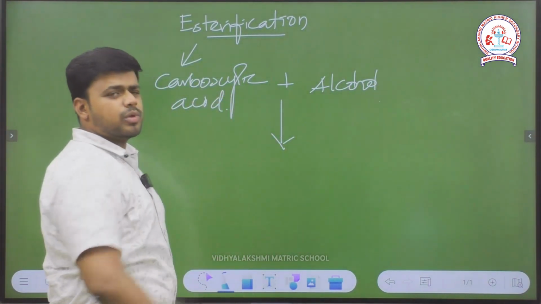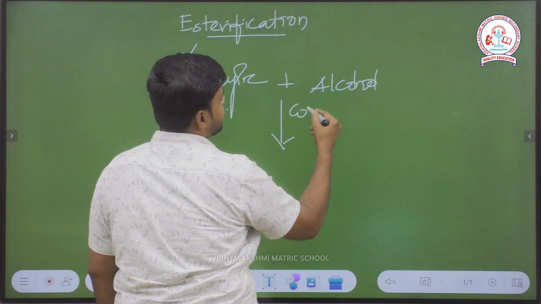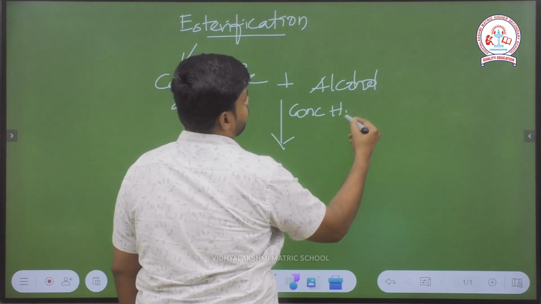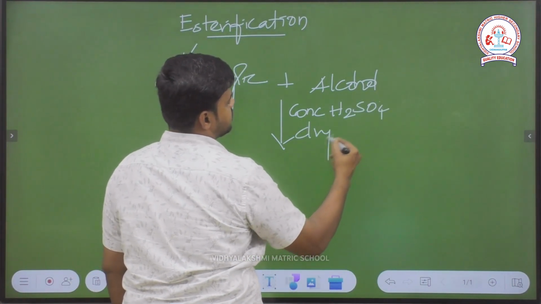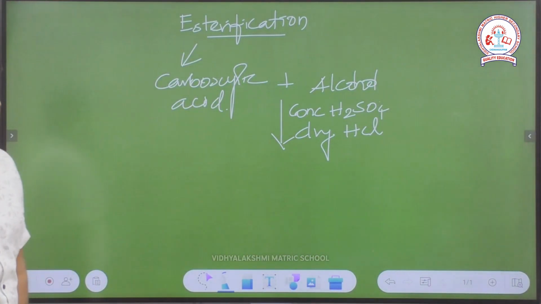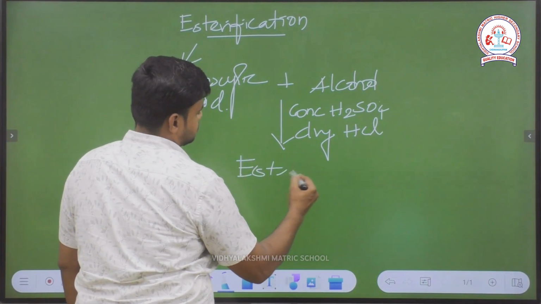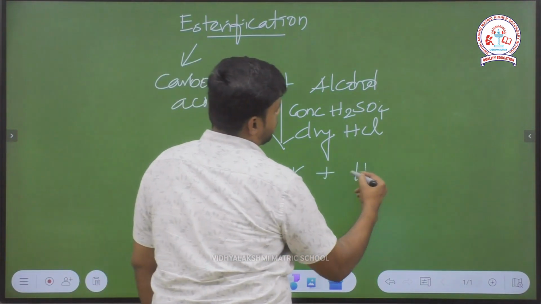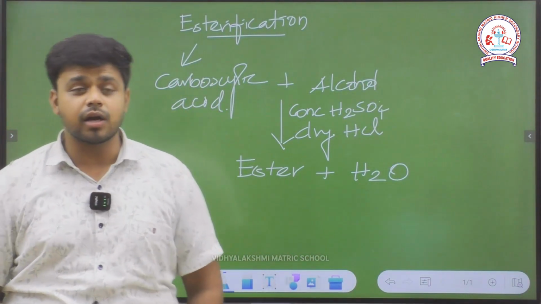The whole reaction will be catalyzed by an acid, so it could possibly be a concentrated sulfuric acid, or it can be a dry HCl, which is also the concentrated one. Okay, so the resultant product could probably be the ester with the elimination of a water molecule. So this is what happens with the reaction called esterification.